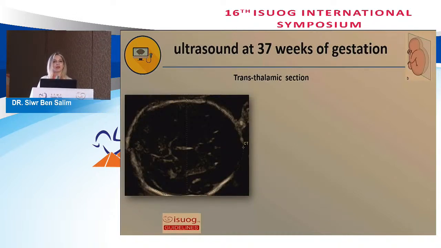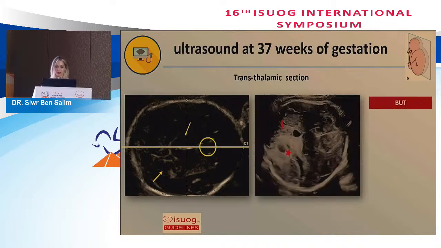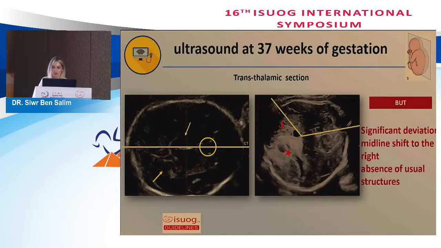So this is a transthalamic section, like Dr. Nicholas talked about yesterday. The cephalic wall shows normal anatomic structure with the septum lucidum, the two thalami, and the posterior horn. But on the left side, we remark a significant deviation of the midline shift to the right, in the absence of the usual structures.